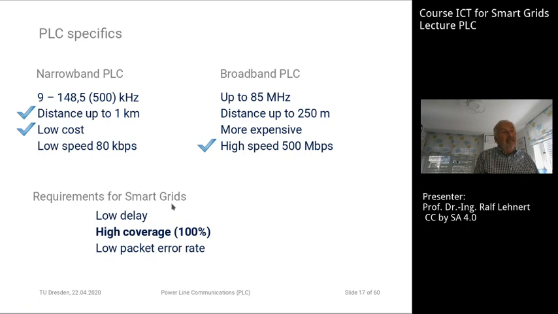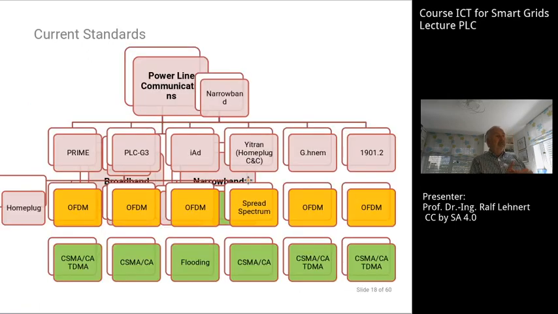For smart grids, as I mentioned already, at least for the commands, we do need a very low delay. And this is difficult to manage with narrowband PLC. We do need a high coverage. In this case, narrowband PLC has its advantages. We have to implement a low packet error ratio or a low packet error rate. Well, if we have enough speed, then we can implement this with higher redundancy. So this is perhaps better done with broadband PLC.